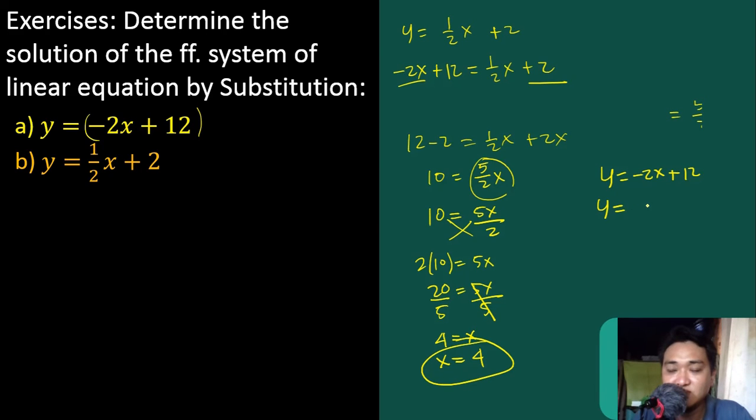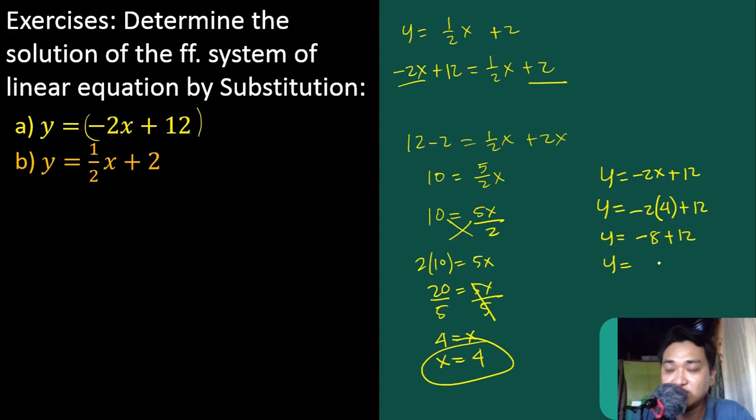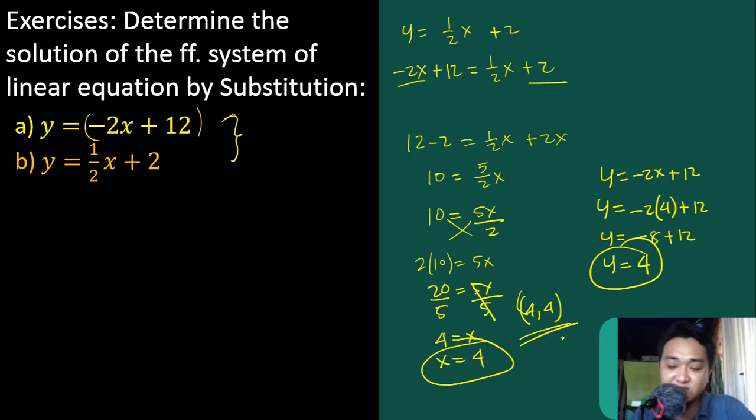Y is equivalent to negative 2 times the value of x, which is 4, plus 12. Y is equivalent to negative 2 times 4, which is negative 8, plus 12. Y is equivalent to negative 8 plus 12, which is positive 4. Therefore, the coordinate of our solution, or the ordered pair that solves both of this linear system, is at (4, 4). Here we go. That's the solution. X is 4, y is equivalent to 4.